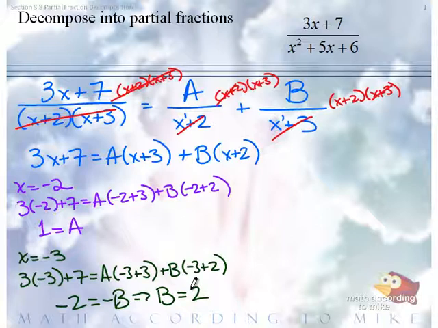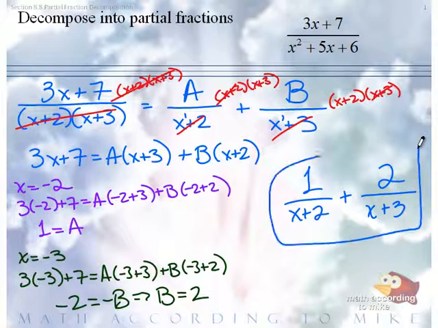Hooray. So for your final answer here, just put your a and b over the factors that you had. So a, which we found to be 1, goes over x plus 2, so 1 over x plus 2. Plus b, which we found to be 2, goes over its factor, x plus 3. So you partial fractioned, decomposed, 3x plus 7 over x squared plus 5x plus 6.